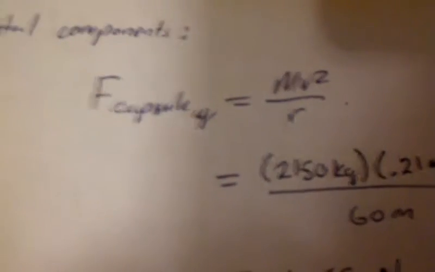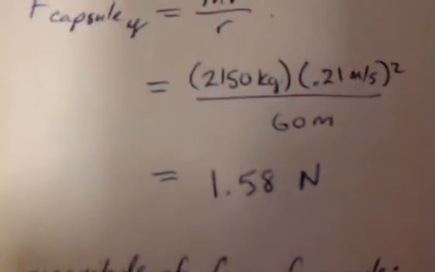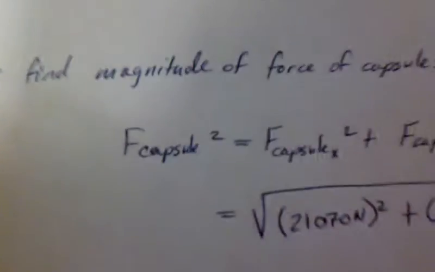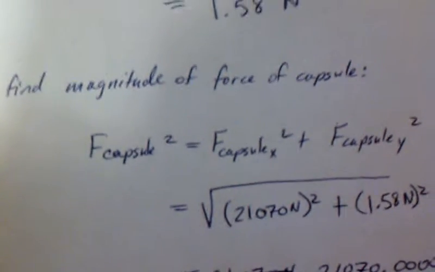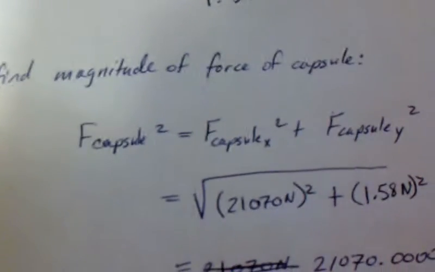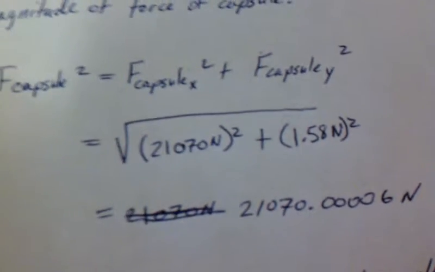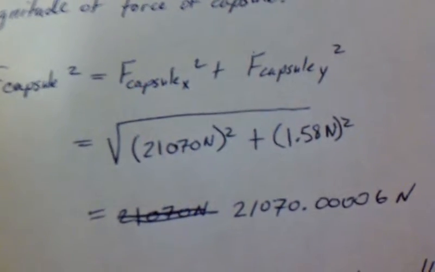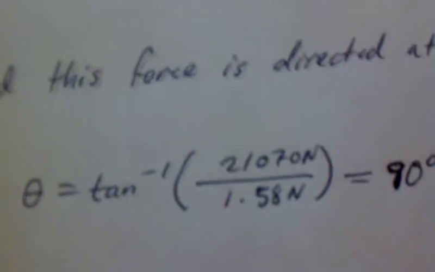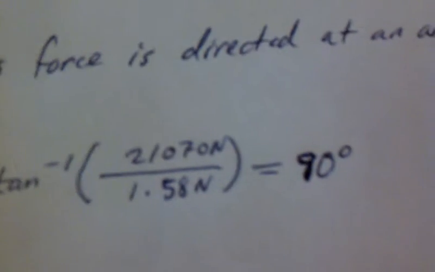You find the horizontal, which is just mv squared over r. You get 1.58 newtons. Now just square the x and y and find the square root of it. You plug that in, and you actually get something very similar to the vertical, which is 21,070.00006 newtons. And this force is directed at an angle above the horizon, given the following equation, and at 90 degrees. Thank you.